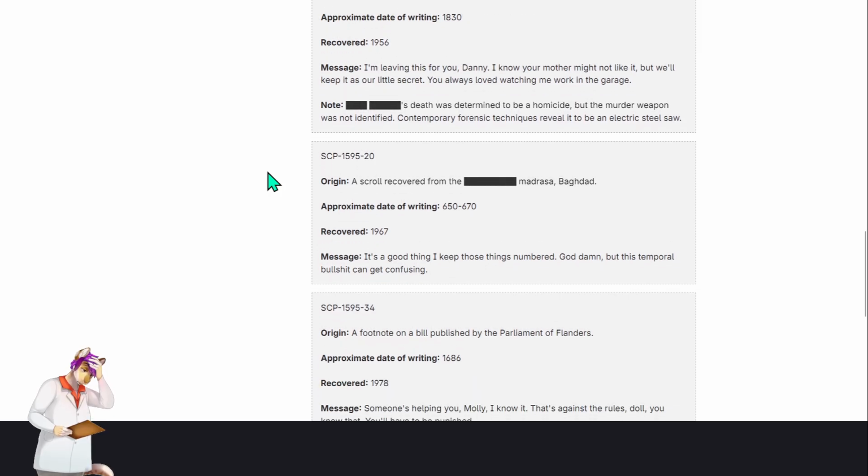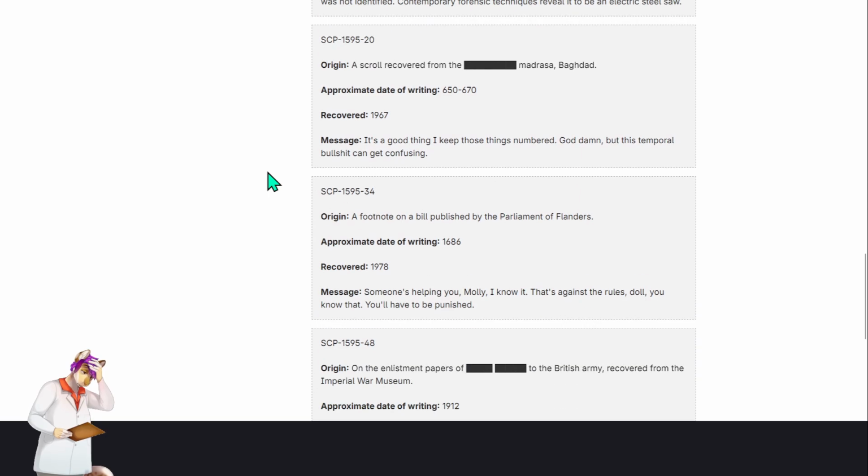Scroll receipt recovered from the Blank Madrasa in Baghdad in 650 to 670, recovered in 1967. Message: "It's a good thing I keep those things numbered. God damn it, this temporal bullshit can get confusing."